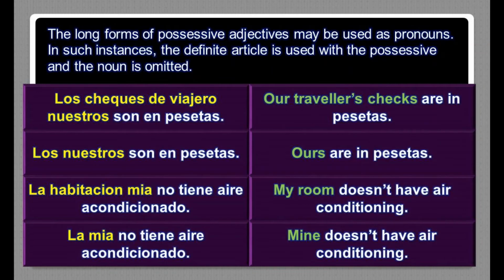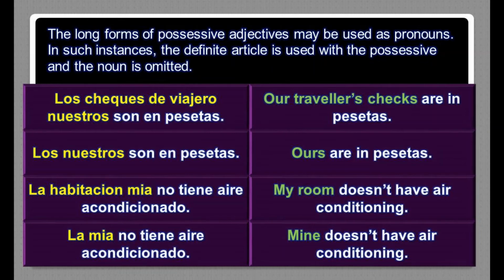The long form possessive adjectives may be used as pronouns. In such instances, the definite article is used with the possessive and the noun is omitted. So, "our traveler's checks are in pesetas," which means los cheques de viajero nuestros son en pesetas, can be shortened to "ours are in pesetas," omitting the noun cheques de viajero. So you will have only los nuestros son en pesetas.